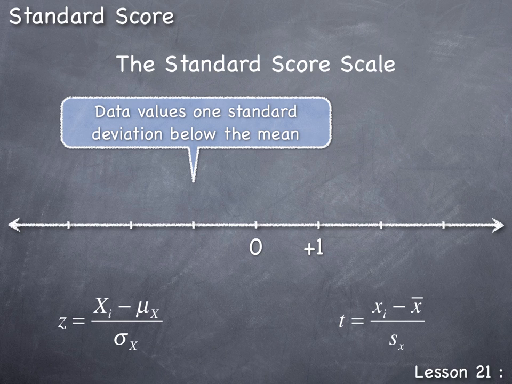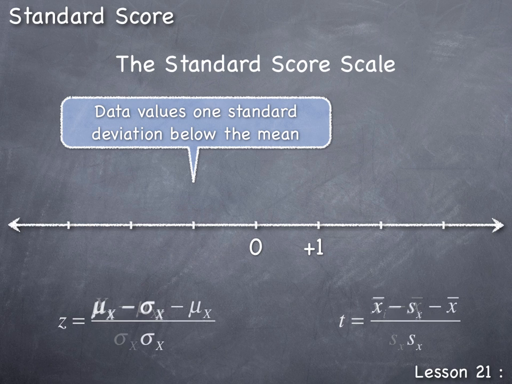Data values that are positioned exactly one standard deviation below the mean mean that in the population case, you're at the mean mu, subtract one standard deviation sigma, or for a sample, that would be the mean x bar, subtract one standard deviation s.